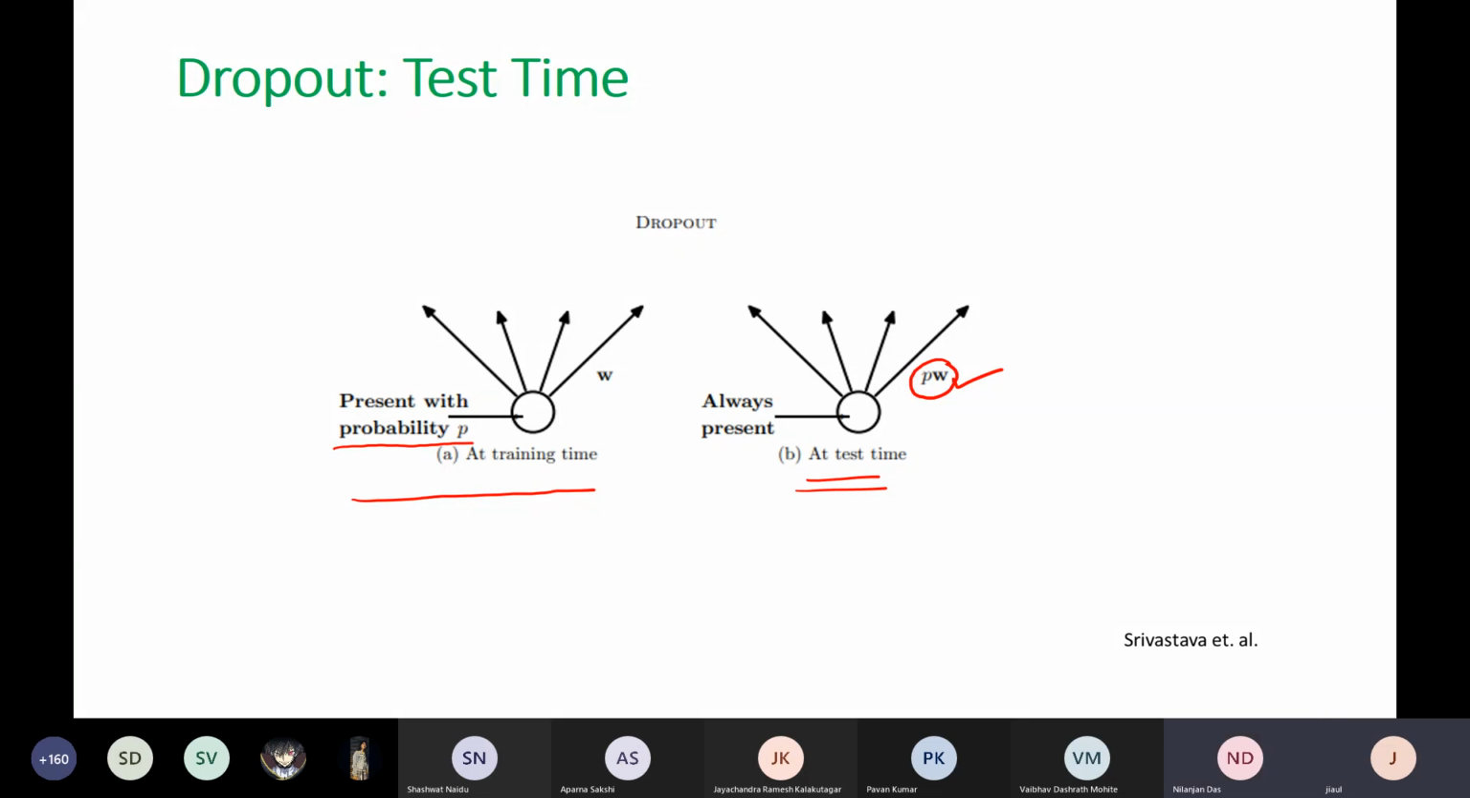But P is the same for each layer, right? Yes, it is the same for each layer. And sir, also one thing, why do we not drop out during the test time?